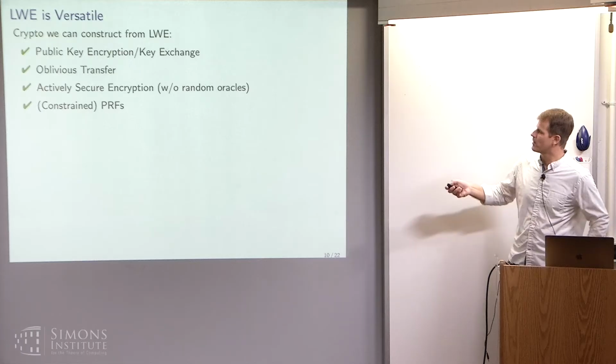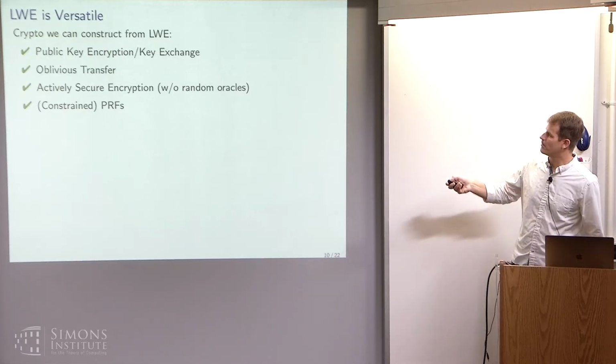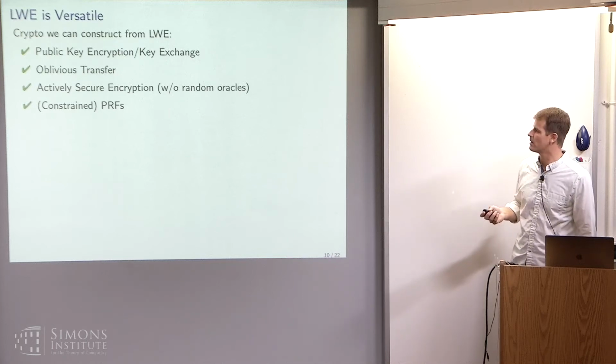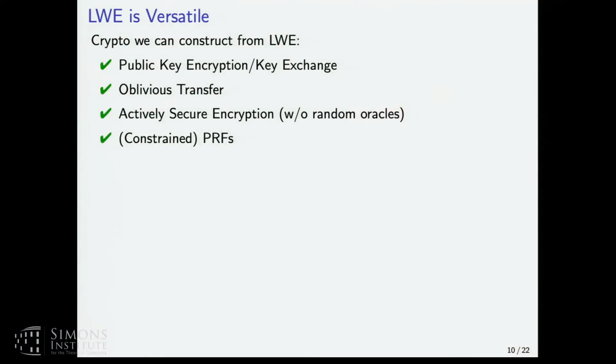So this up here refers to passively secure or CPA secure public key encryption. We can also get chosen ciphertext secure encryption, CCA secure encryption, with or without random oracles. More recently, we can get pseudorandom functions, or these things called constrained pseudorandom functions that have nice applications. So these are bread and butter things.